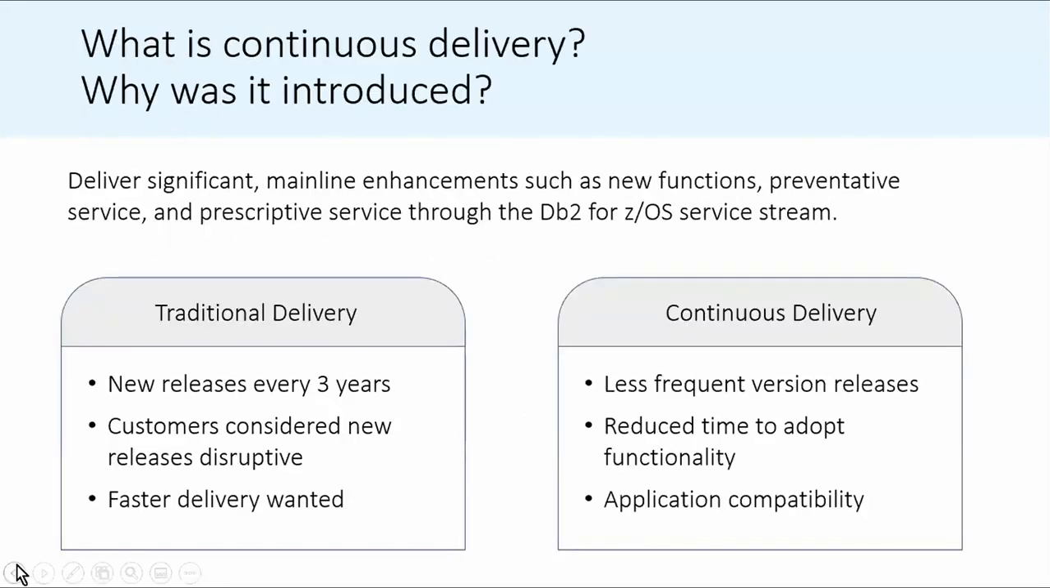What is continuous delivery and why was it introduced? Continuous delivery is the idea of delivering significant enhancements, new features, new functions, preventive service, and prescriptive service through the Db2 for zOS service stream, rather than waiting for another release. Just everything gets included in the service stream.